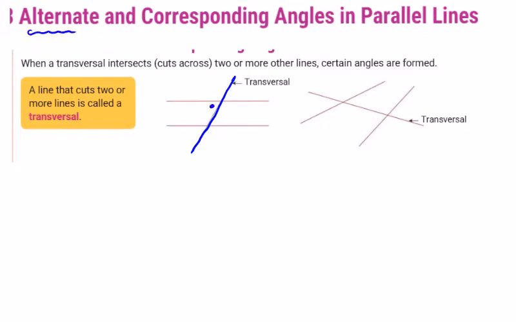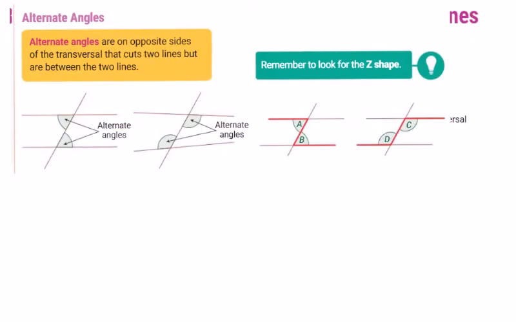Alternate angles, we can say, are always on opposite sides of the transversal. So you can see that these two angles here are the same. They're my alternate angles, on opposite sides. Then on the same side of the transversal, this angle and this angle are going to be the same. These are what are called corresponding angles. So let's have a look at a couple of diagrams in relation to this.